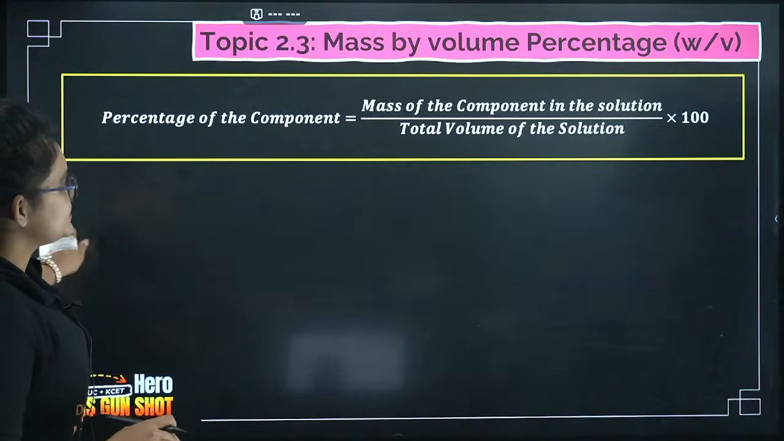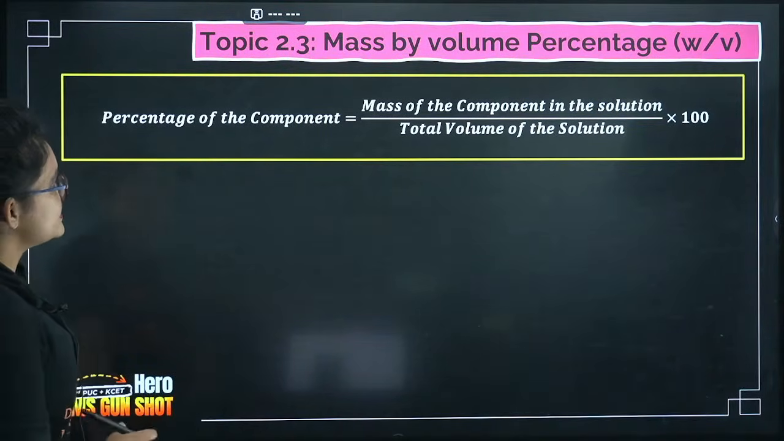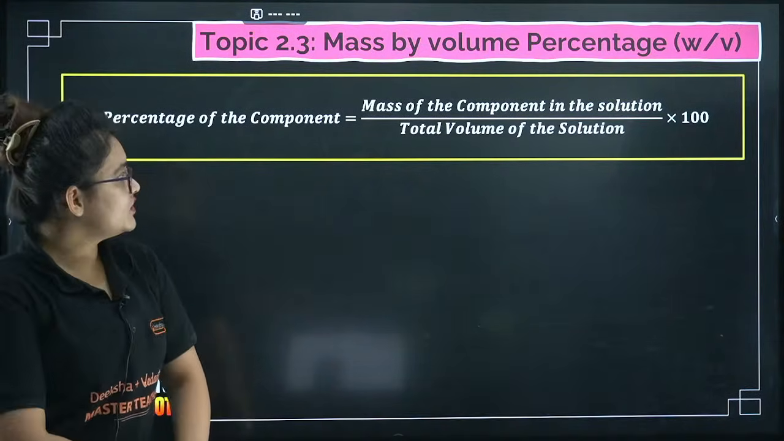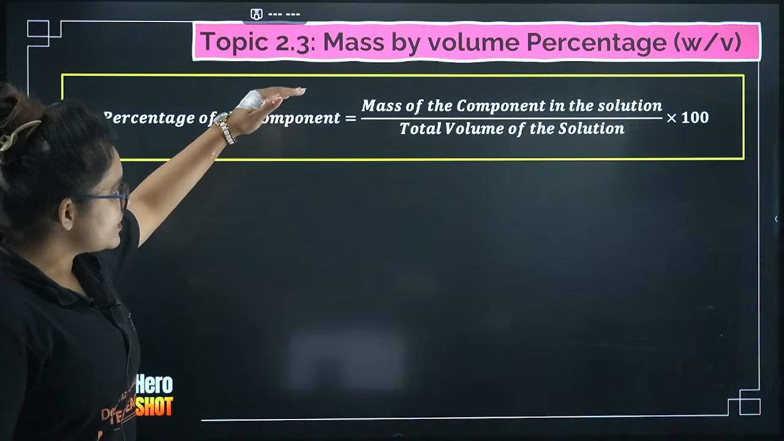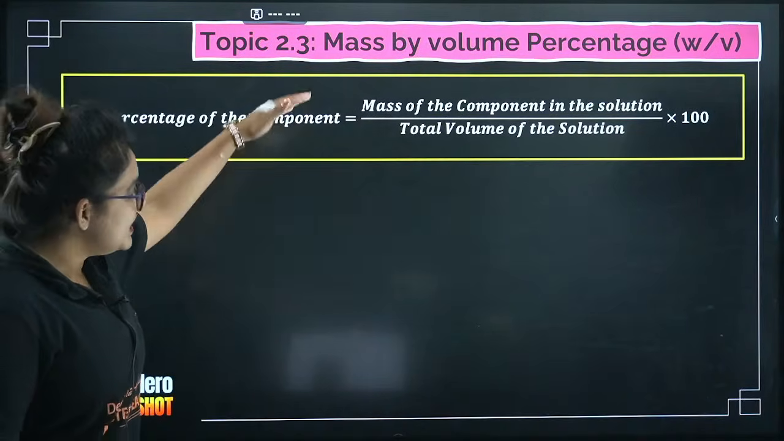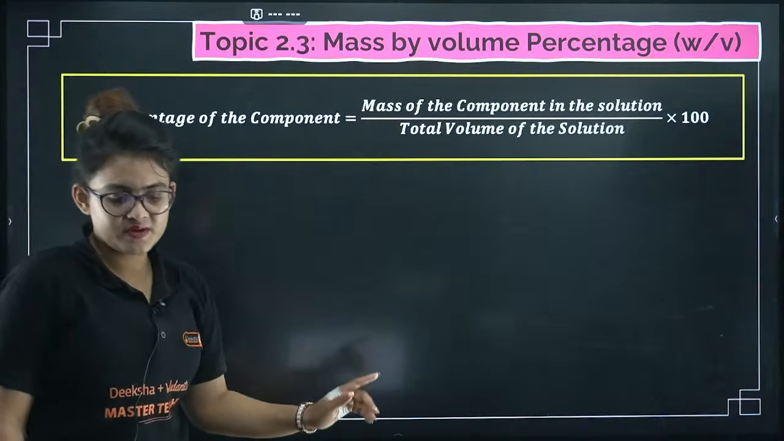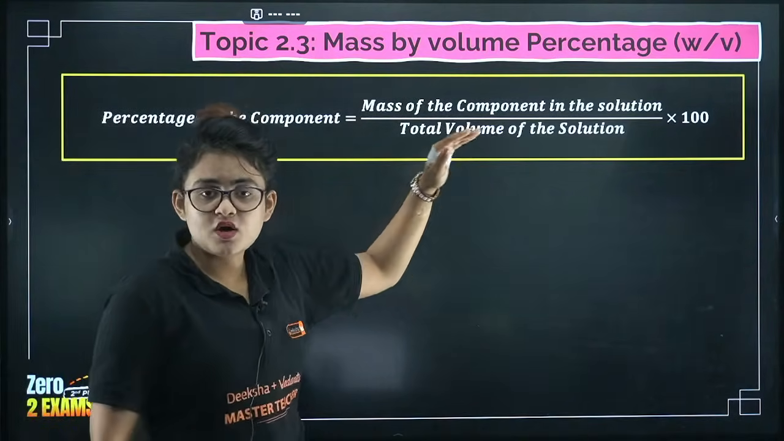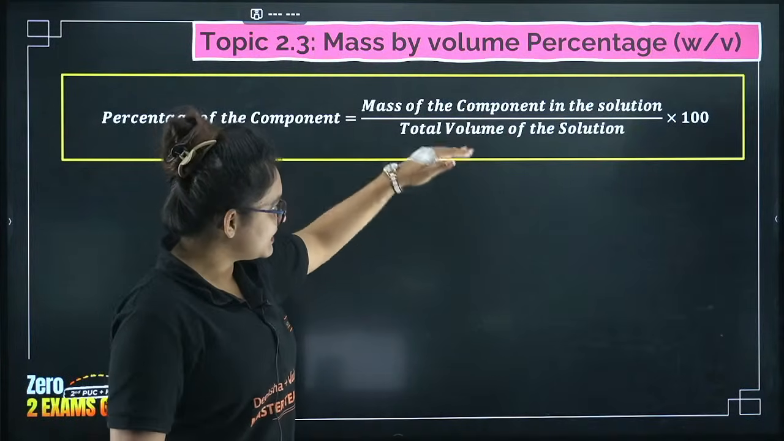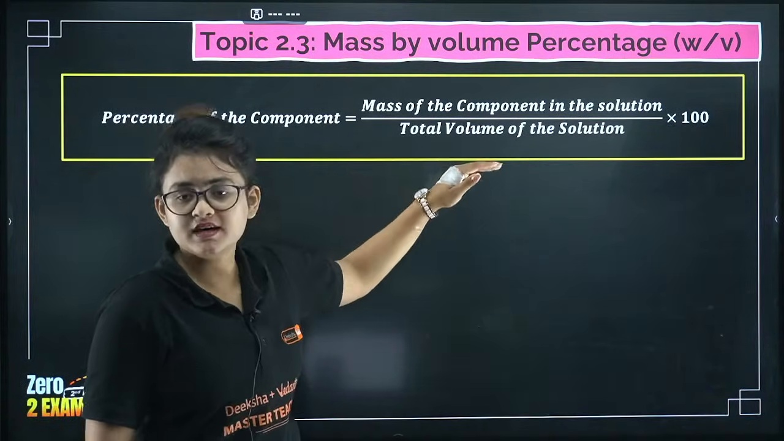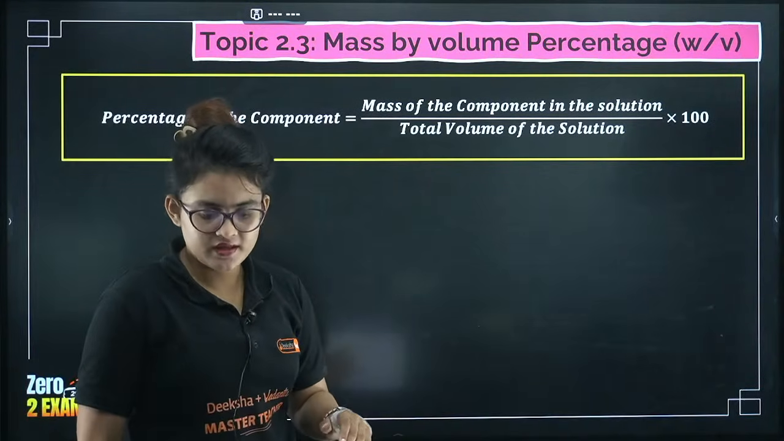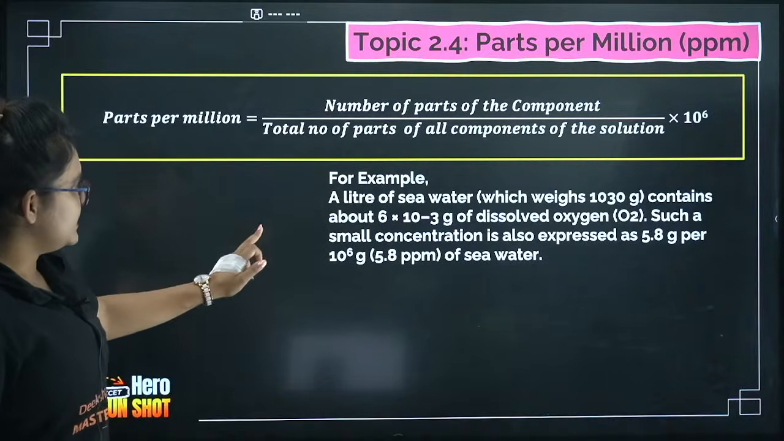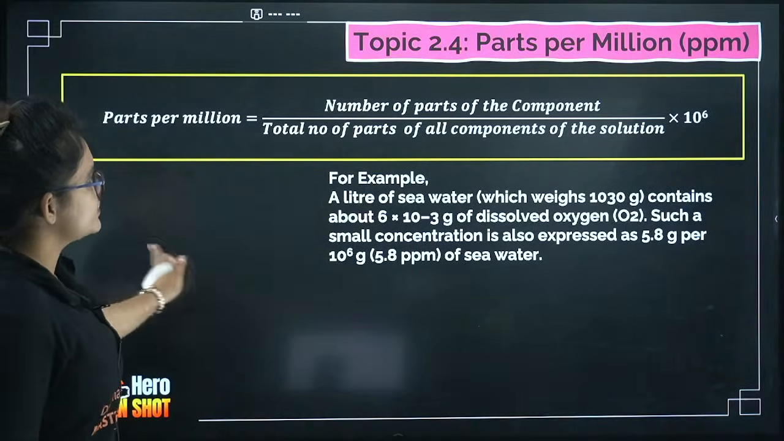Here you can see the next thing, that is mass by volume percentage. Okay, so percentage of the component, here you can see that is basically mass of the component in the solution divided by volume. So here please be assured that in the numerator part you will be having the unit of weight, and in the denominator part you will be having the volume unit. Okay, so here you can see if you are having this type of thing like a liter of a C, sorry, just a minute.